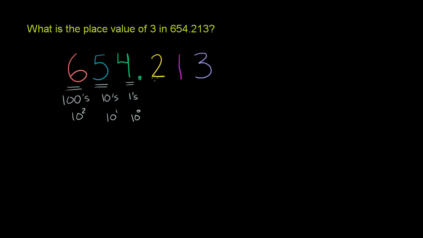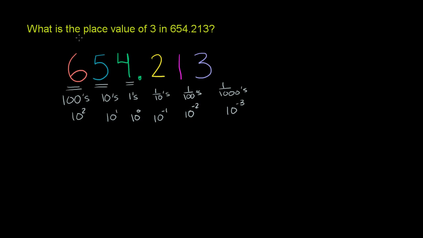Then if you go to the right of the decimal point, one place to the right of the decimal point, this represents tenths. I could write it like this. This represents tenths, or 10 to the negative 1. Then if we go to this magenta, if we go two places to the right, this represents hundredths, or 10 to the negative 2. And then finally, this 3 represents thousandths, or 10 to the negative 3.